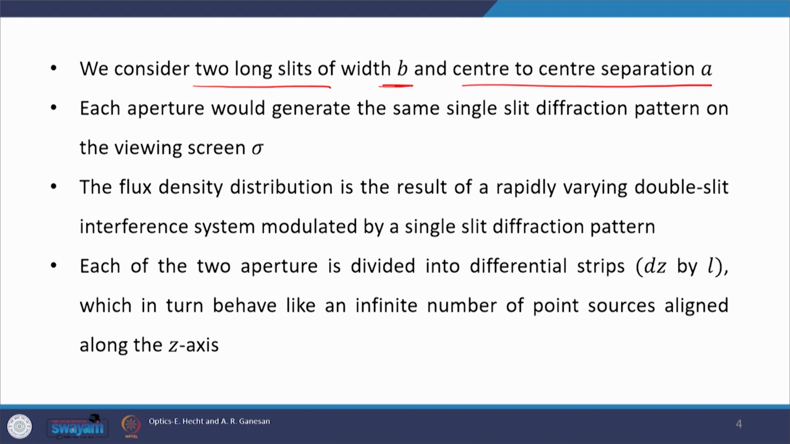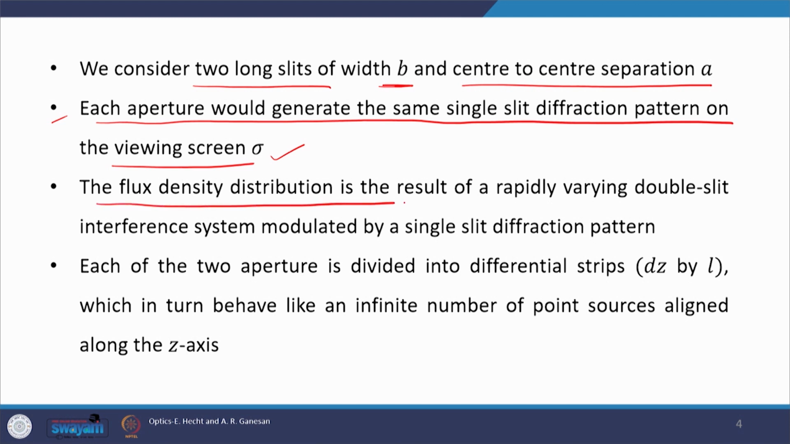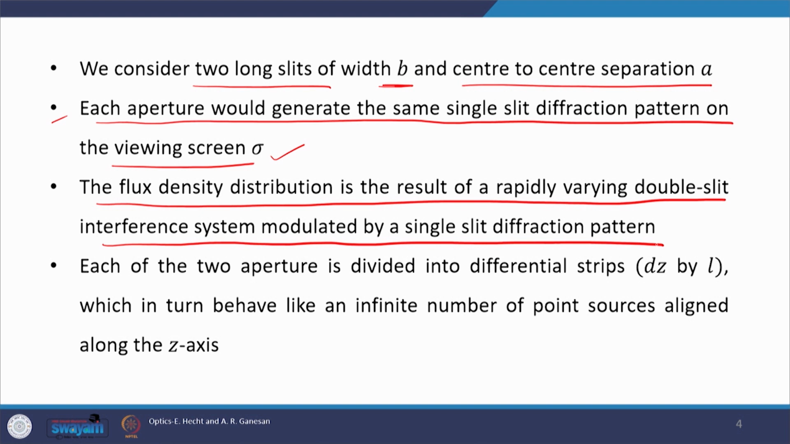Each slit will generate a single slit diffraction pattern on the screen, and this is what is written here. Each aperture would generate the same single slit diffraction pattern on the viewing screen sigma. The flux density distribution is the resultant of a rapidly varying double slit interference system modulated by the single slit diffraction pattern. Since we have two slits, each slit will generate its own diffraction pattern, and these diffraction patterns are slowly varying. The separations of the maxima and minima are slow.